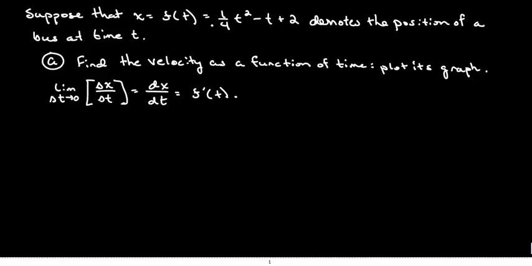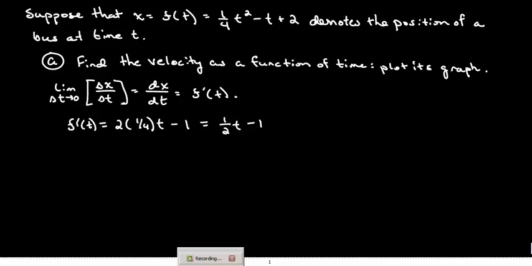So what we'll do is differentiate this function. So f prime of t is equal to 2 times 1/4 times t minus 1 plus 0. So this is going to be 2 times 1/4, which is 1/2. So 1/2 t minus 1. Now let's go ahead and plot that function.